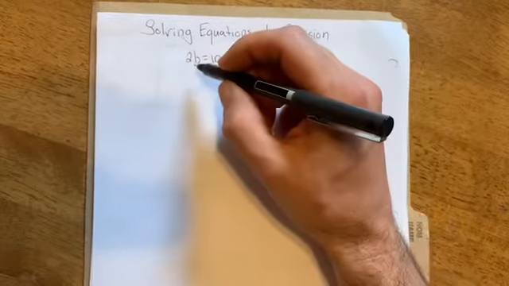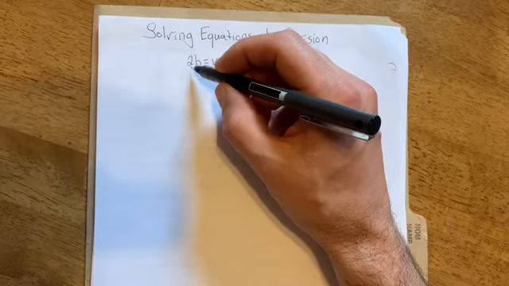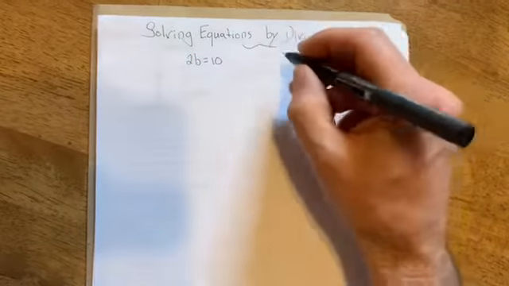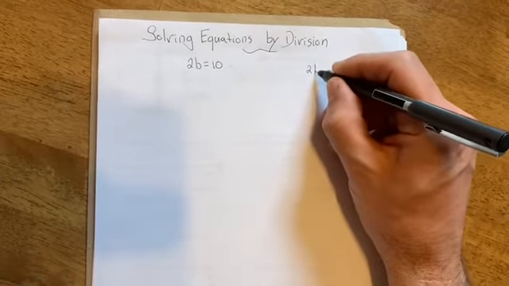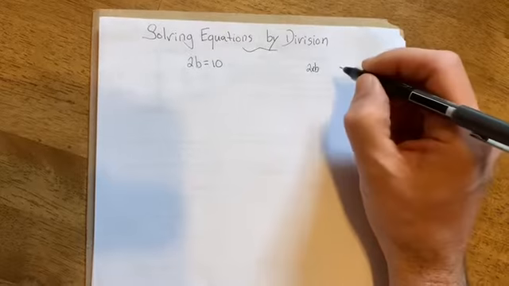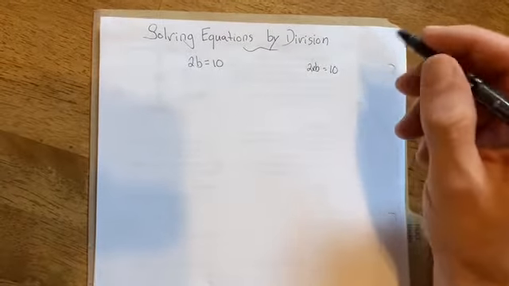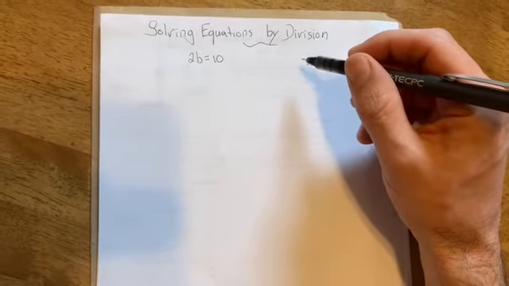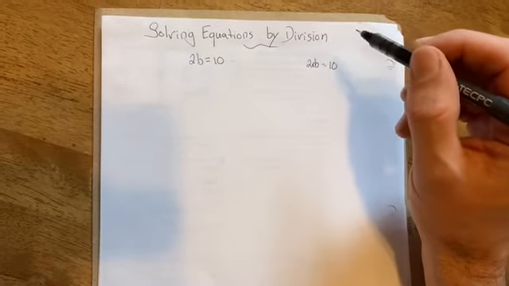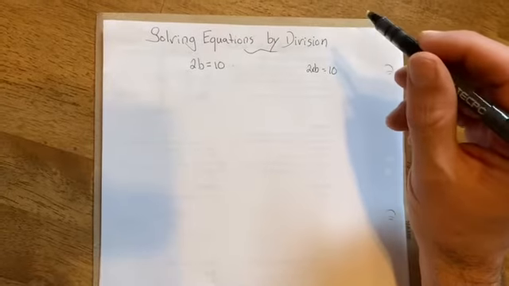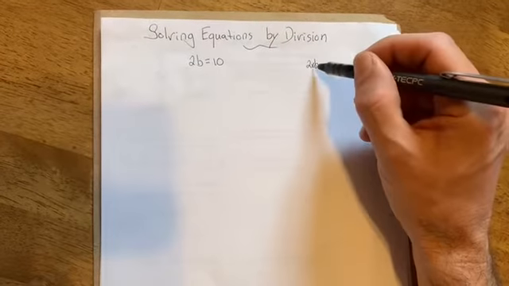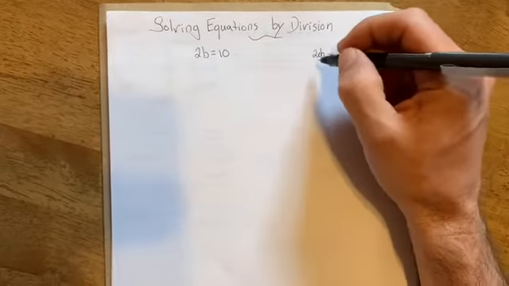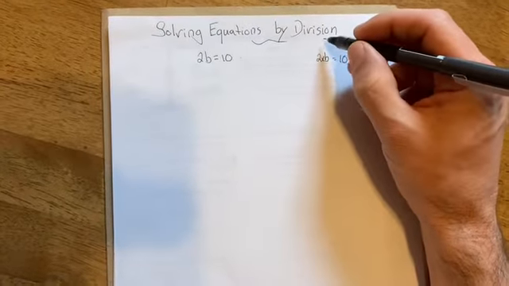Now if you recall earlier in the year, what that actually means is 2 times b. So it's actually going to look like this. It's actually 2 times b equals 10. Now, if we think back to our rules here, if we're trying to move a number, we want to do the opposite of whatever they're doing with the number. And in this case, they're multiplying. It's 2 times b. So the opposite of multiplication is division.